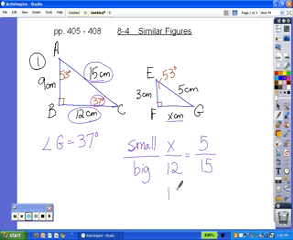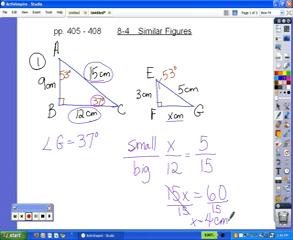And if I multiply 15 times x, I get 15x. And 5 times 12 is 60. Then I solve this equation by dividing both sides by 15. And x equals 4. So that means the length of side x is 4 centimeters.